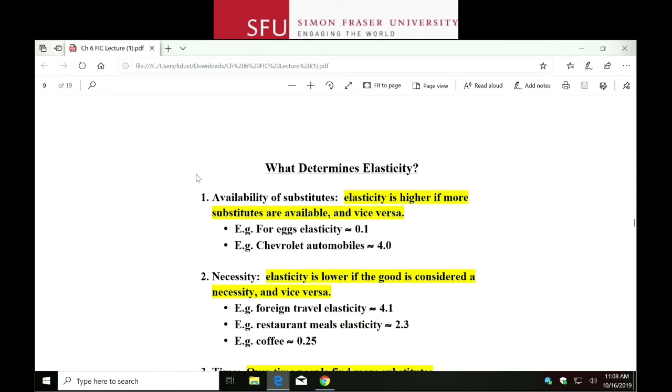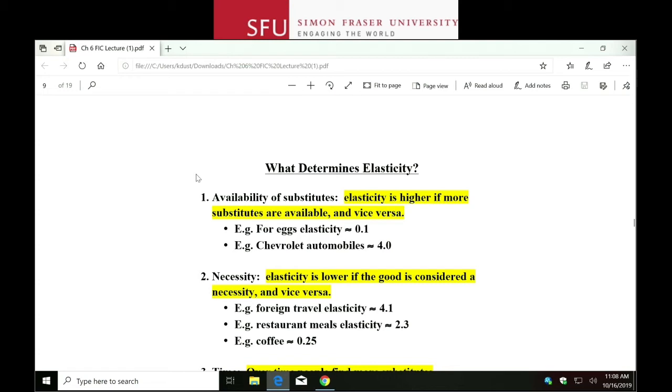And then foreign travel, so this would be like going on vacation traveling, obviously a luxury. Restaurant meals, a luxury. Coffee, though, now, everybody will have slightly different price elasticities of demand. So for coffee, if you're someone who wakes up and you have to have your cup of coffee in the morning, then your elasticity will be a very low number, very inelastic demand for that.